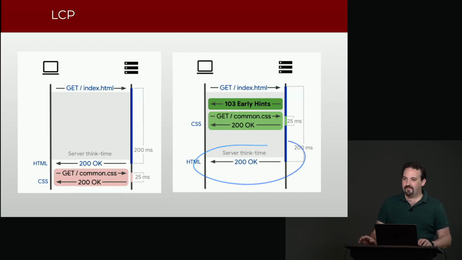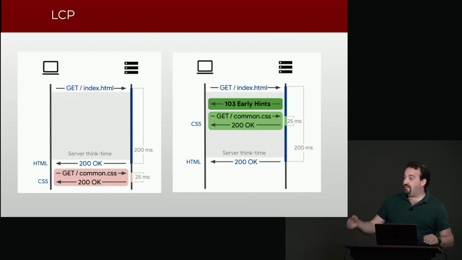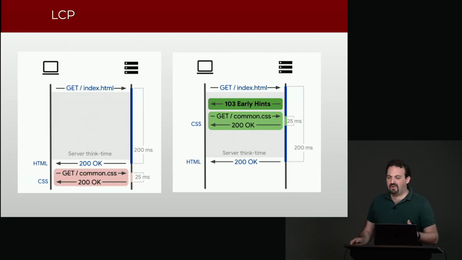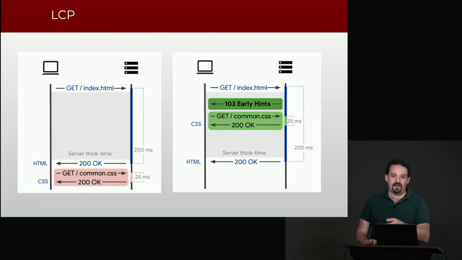Does it make sense? One of the good things about this is that it's backward compatible. If a browser does not support 103, it will ignore it. So when Safari or a browser that does not support this reads 103, it says, what? I don't know. Okay, let's wait. And it continues to wait for the 200. Yeah, you won't have the early hints, but the website will work anyway. Does it make sense? Do you have any question on early hints?